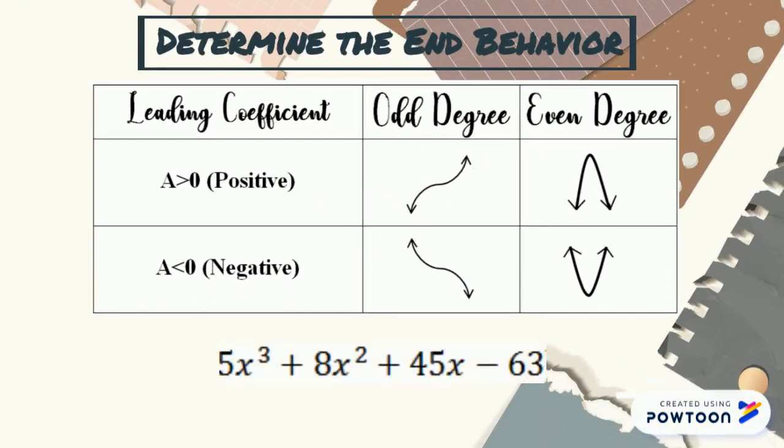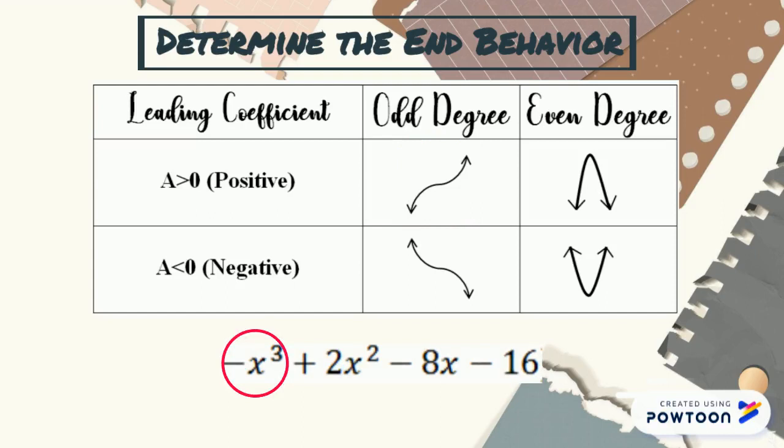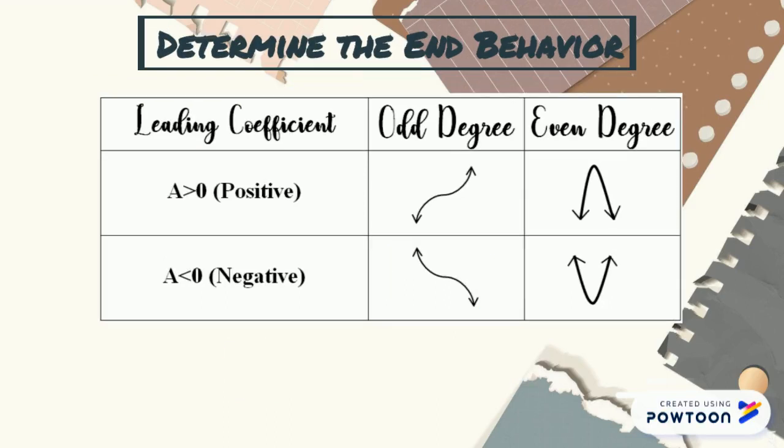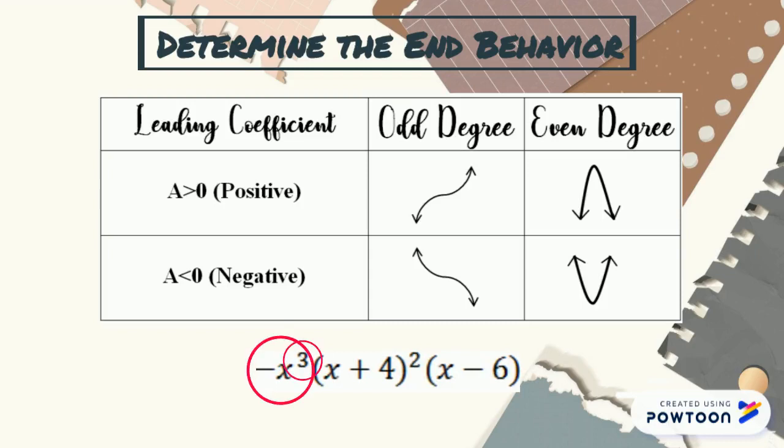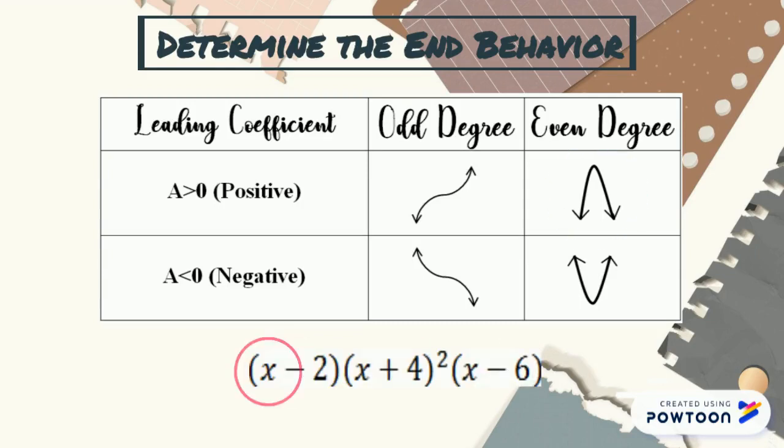In the equation, if the leading coefficient is positive and the highest exponent is odd, then it has a down-up end behavior. If the leading coefficient is negative and the highest exponent is odd, then it has an up-down behavior. If the equation is not written in standard form, then you still look at the leading coefficient, which is negative, and you add the number of exponents of each parenthesis, so you have an even exponent. Then the graph has a down-down behavior. Lastly, if your leading coefficient is positive and the sum of your added exponents is even, then you get an up-up end behavior.